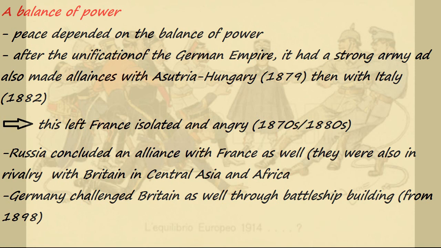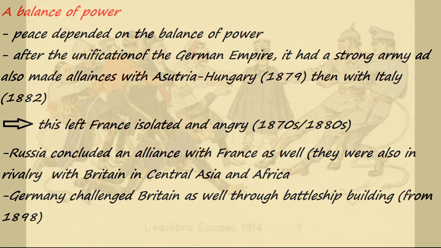So here, France lost the war against Prussia. The Prussians made their own empire. It's the German Empire. Now the German Empire is stronger than ever, and they started to make alliances with Austria-Hungary in order to increase their power. How about France? France was left isolated and angry, right? And Russia concluded an alliance with France as well. Russia and France were in rivalry with Britain in Central Asia and Africa, because Great Britain had the largest empire ever, so they were approximately everywhere. So we can say that both Russia and France were in rivalry with Britain, and Germany challenged Britain as well through battleship building.